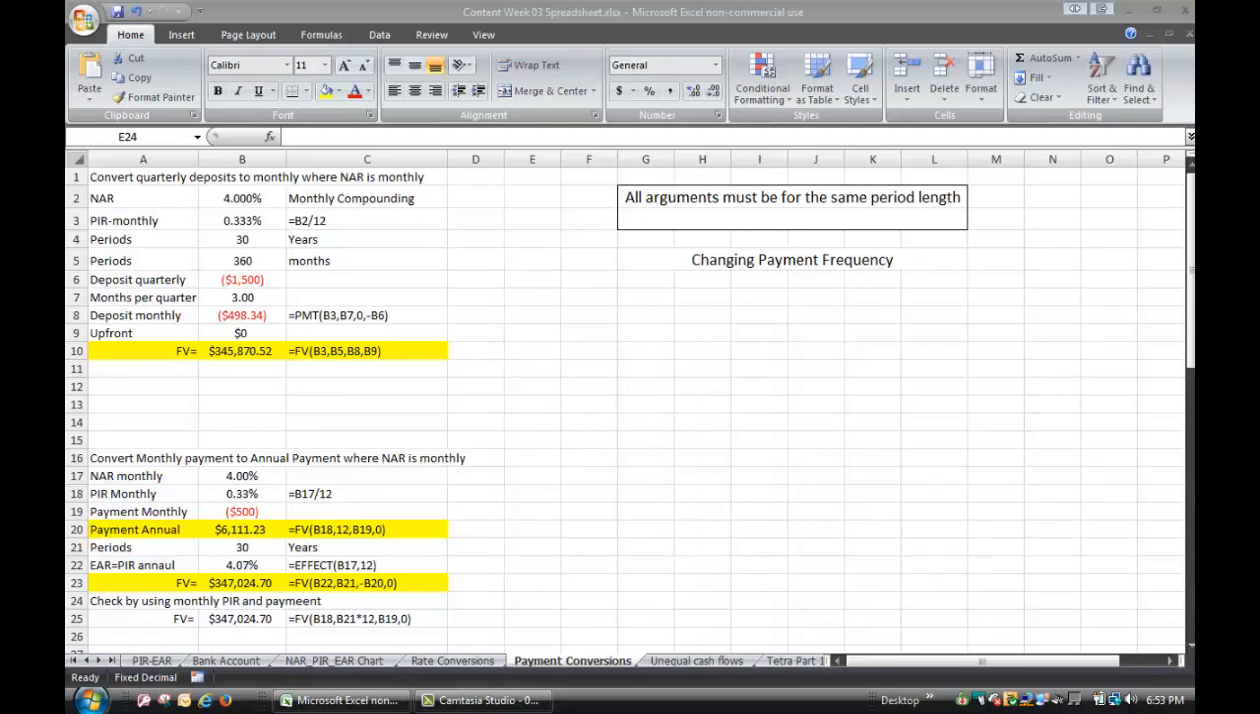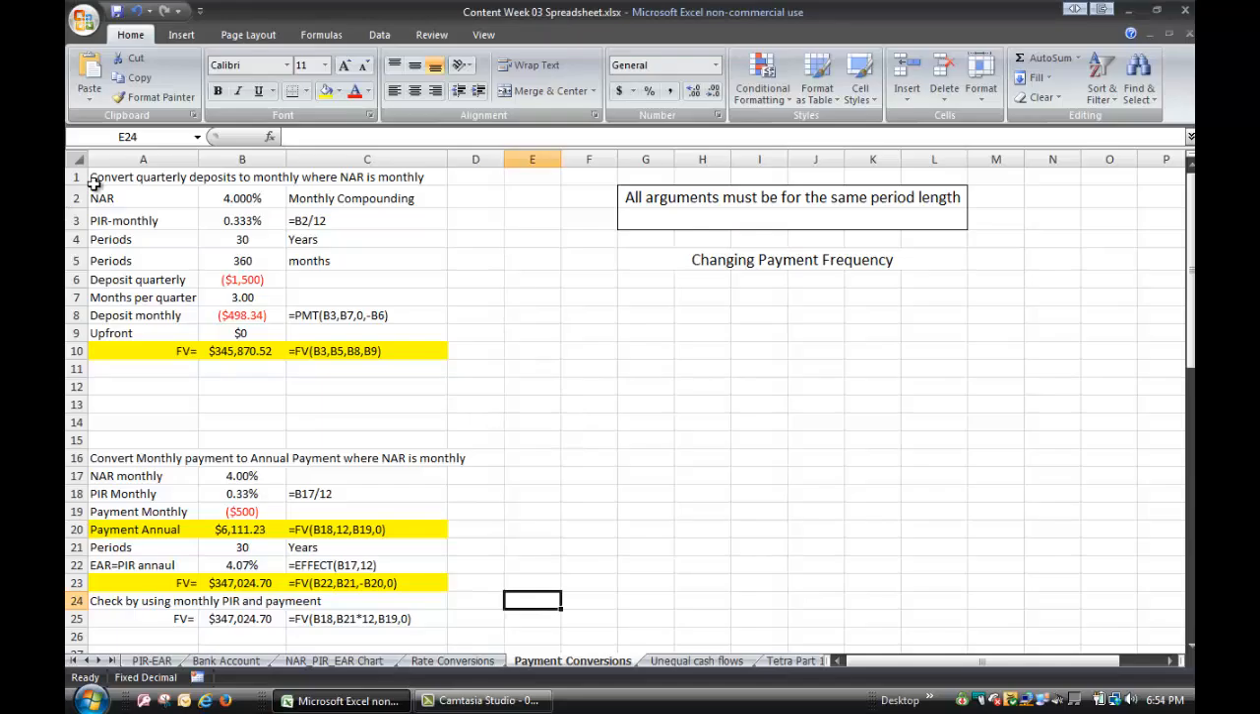This video segment will go through the process of converting payments into shorter or longer periods. Three examples will be shown. One where payments are split into shorter time periods, and a second where payments are combined into longer periods, and finally the situation where no compounding takes place until after multiple payments are made.